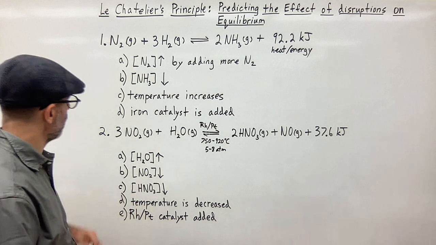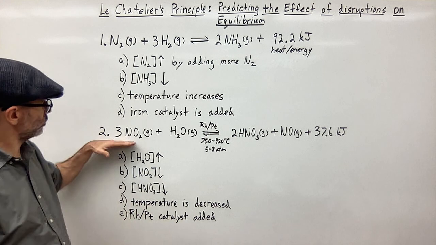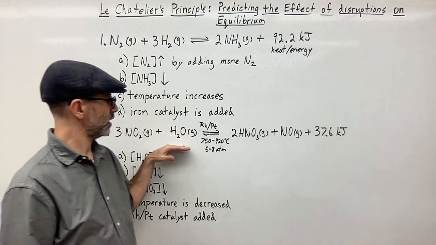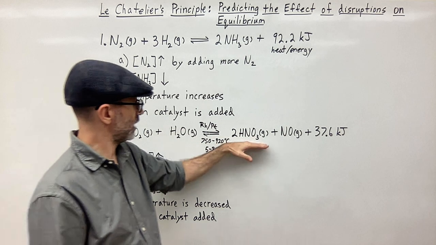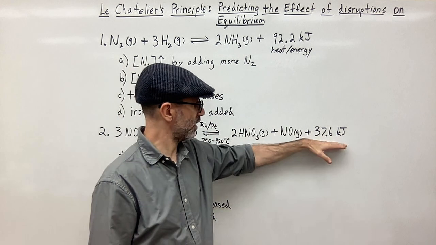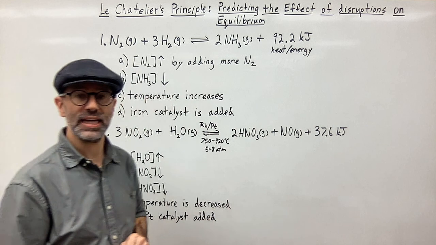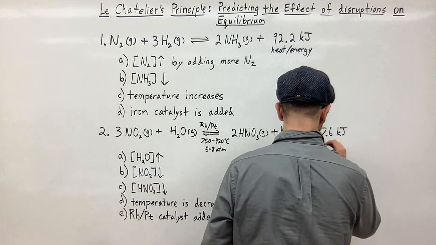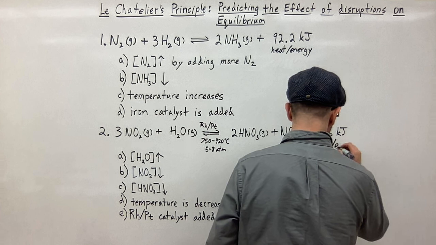Okay, so what about number two? Here we have this reaction. We have 3NO2 gas reacting with water, and then it's going to form HNO3 and NO gas, and it produces heat again. So here we have heat being produced, or energy.